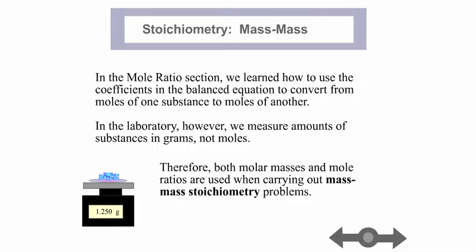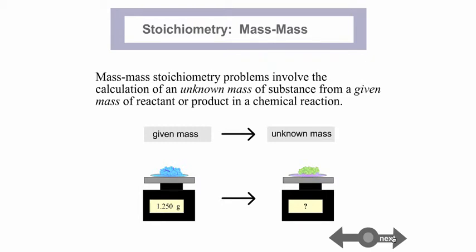Today we're going to put together everything that you've learned as far as stoichiometry, and that's going to require three different conversions. One's going to be gram to mole, the next one's going to be mole to mole, and then finally we'll go mole back to gram. So we're going to do a mass to mass stoichiometry problem. You're going to calculate the mass of an unknown value from a given mass.